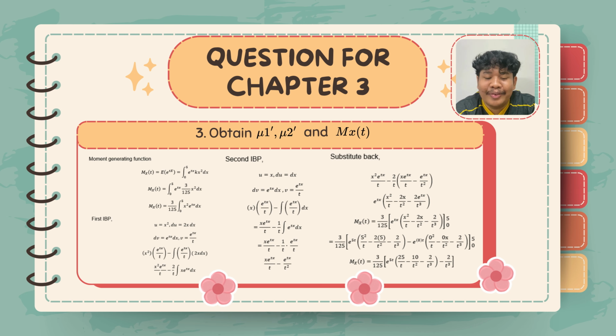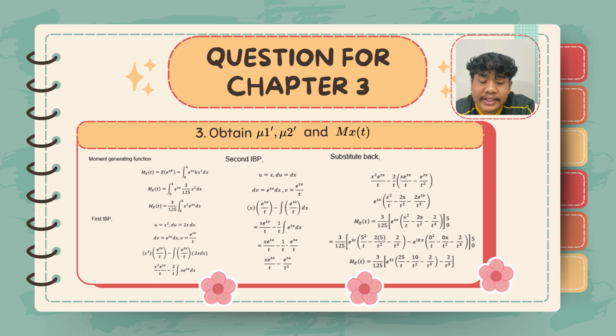So lastly, we need to find the moment generating function. So the formula is E of e to the power of tx. So we can use the integral from 0 to 5 of e to the power of tx times kx squared. So e to the power of tx times 3 over 125 times x squared. And then we need to integrate the expression. Use the integration by parts.